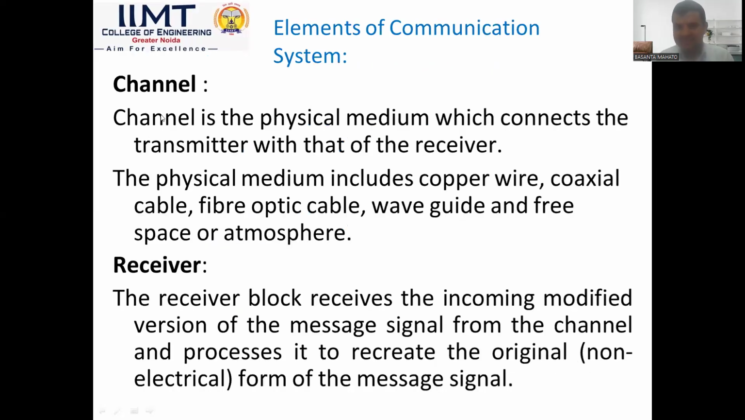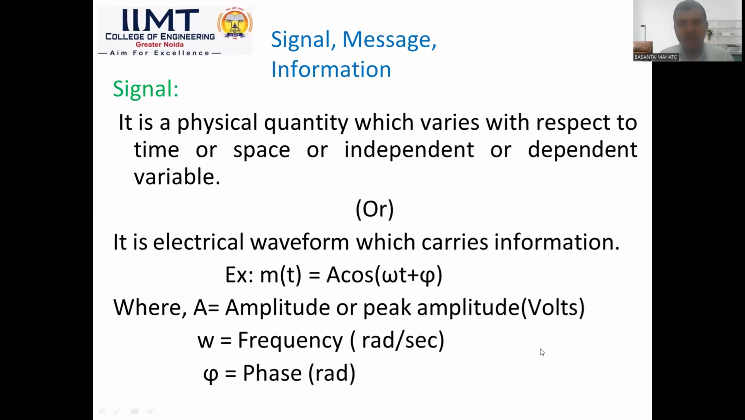The channel is the physical medium which connects the transmitter and the receiver. It may be copper wire, optical fiber, waveguide, and free space or atmosphere, wireless. And the receiver block receives the incoming modulated signal. Here is the signal, message, information. What is the signal?